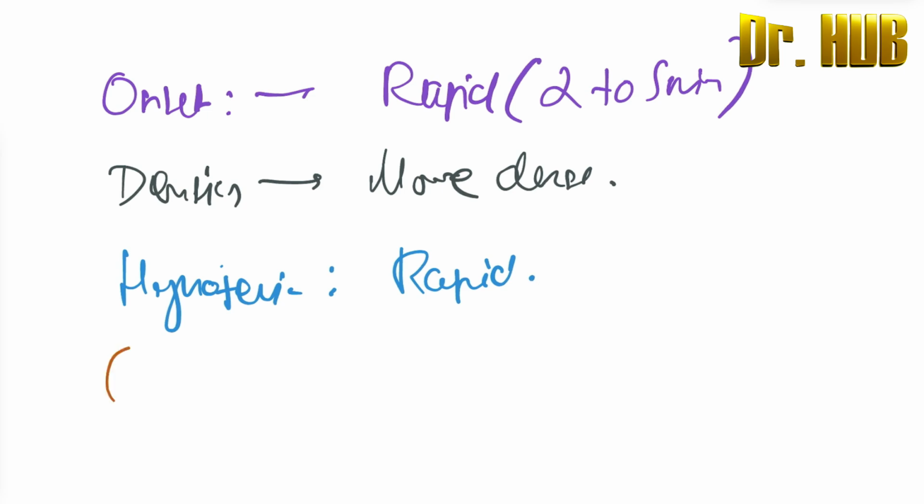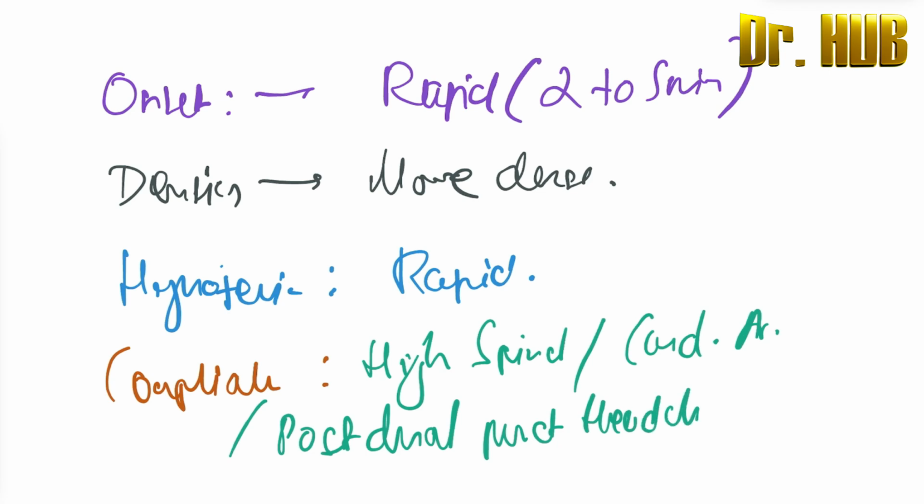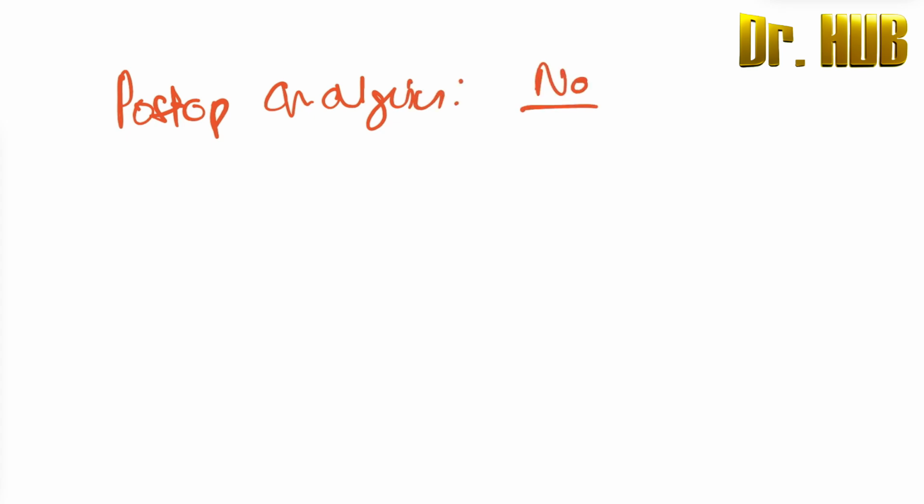How are the complications in this case? The complications are related to high spinal, then cardiac arrest, then a postdural puncture headache is seen. Is there post-operative analgesia? The answer is no. So this was about the spinal anesthesia.